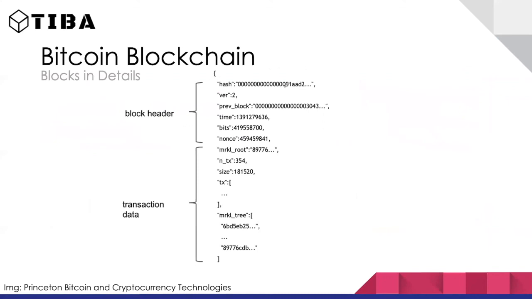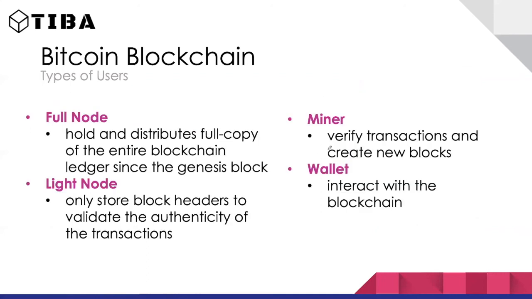A more detailed information for a block, again, you have the hash of the block, you have the previous hash, and then you have some timestamp parameter, you have the nonce, you have the Merkle root, you have all the transactions, and a lot of other information that we won't get into at this moment.